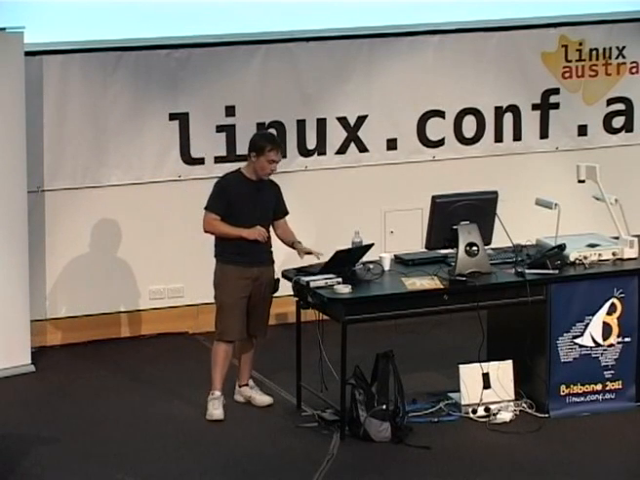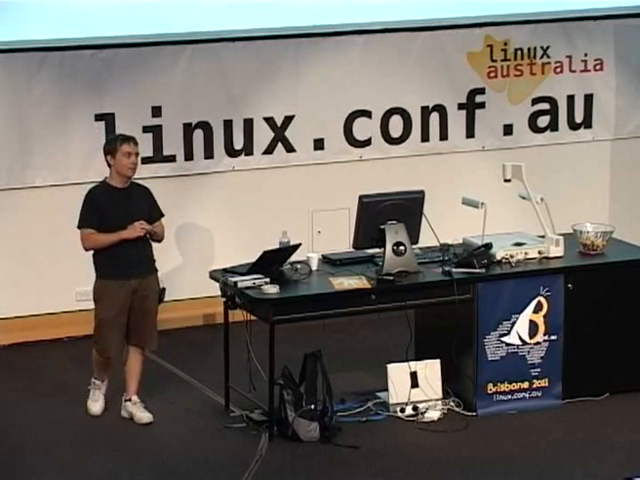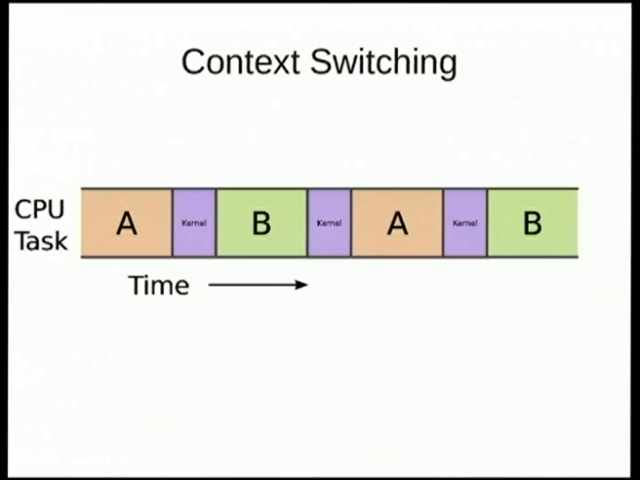So, context switching. What do we currently do? Just a quick little computer science operating system 101 slide. If you're running two tasks on a system, Linux will switch between them. If you've got task A and task B, we'll switch between them many times a second to make it look like they're both running at exactly the same time. And that's context switching.